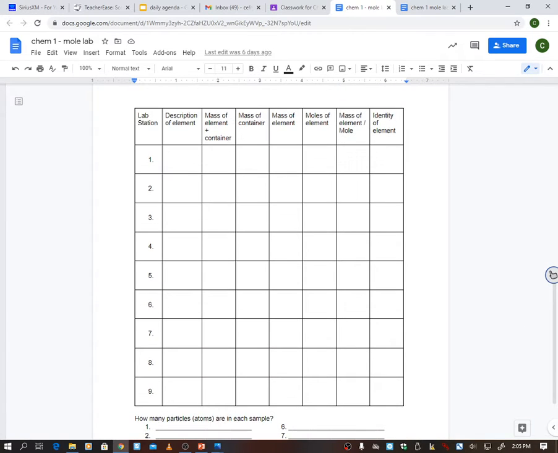There's always this first box. I don't need too much there, it's a little box, just a description of the element. It can be a few words, just describing words. Mass of the element plus container, I'm going to show you in a second. I've taken a picture of the scale so you know the mass of the element and the container.